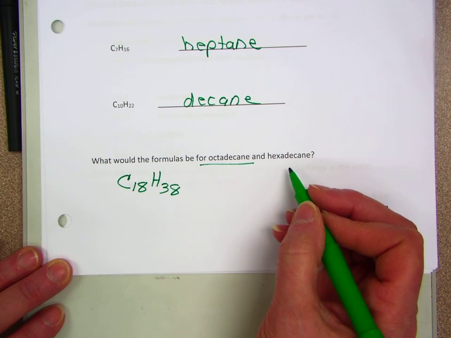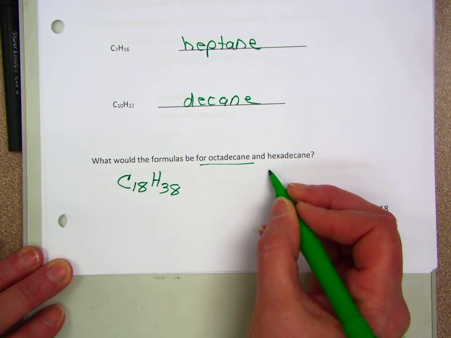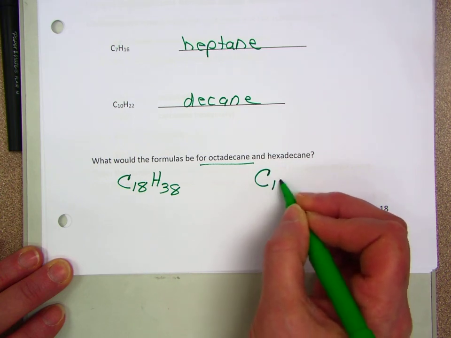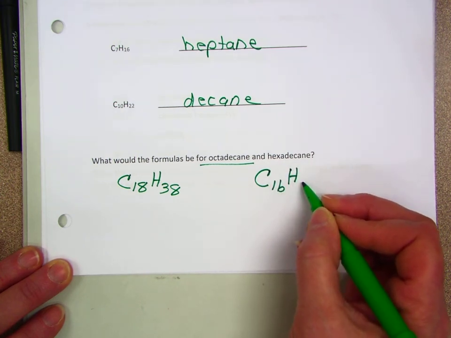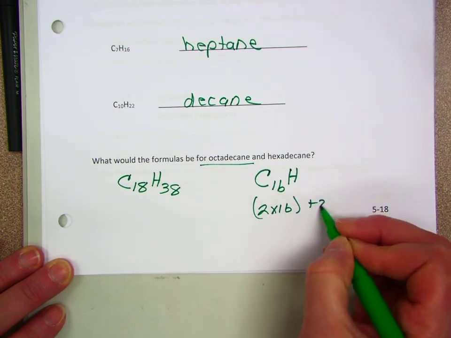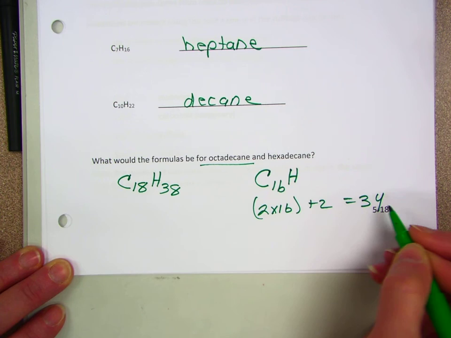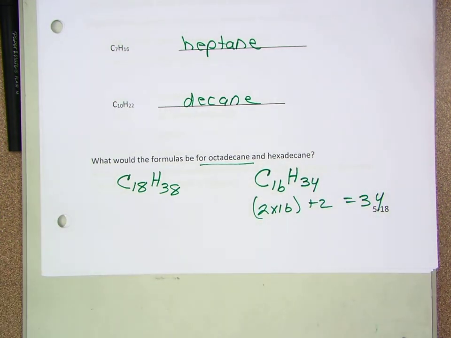How about hexadecane, Morgan? C16. Okay, 2 times 16, plus 2, 34. So on the test, when you have to write these out, if you remember that, you'll be able to write them out. Think of the name and what that prefix means, how many carbons, and then you can figure it out.